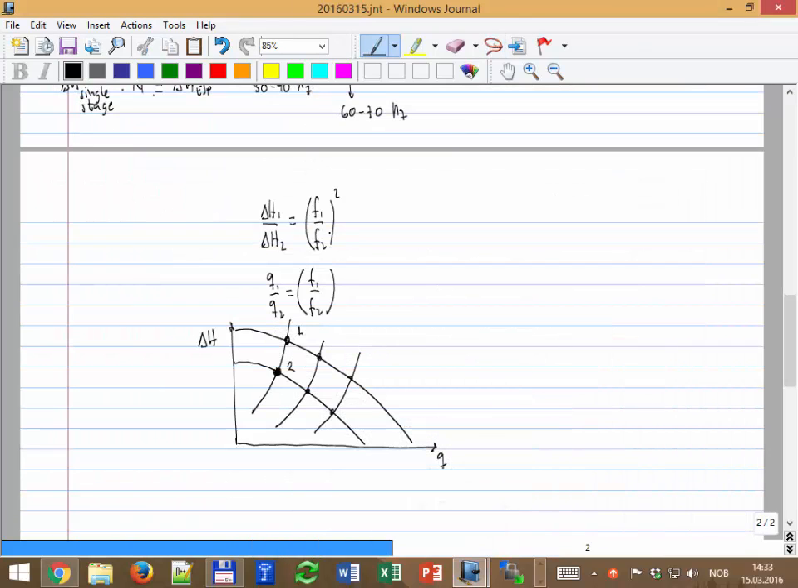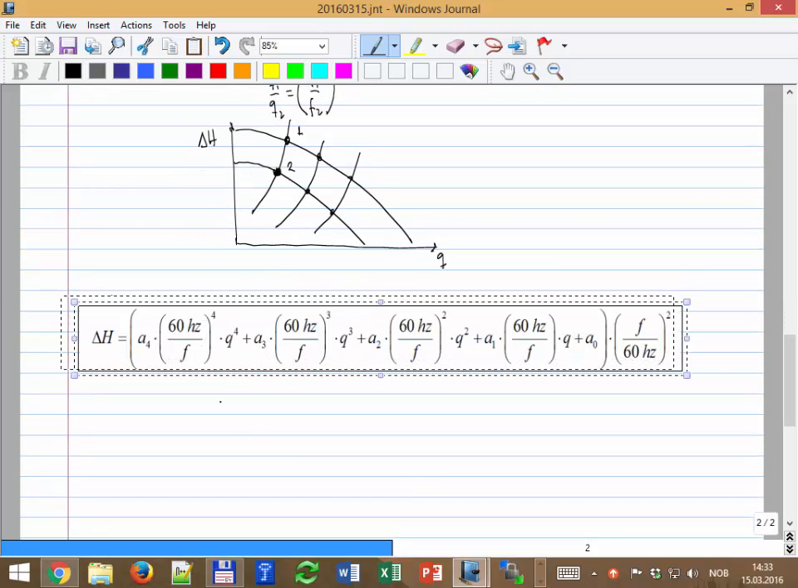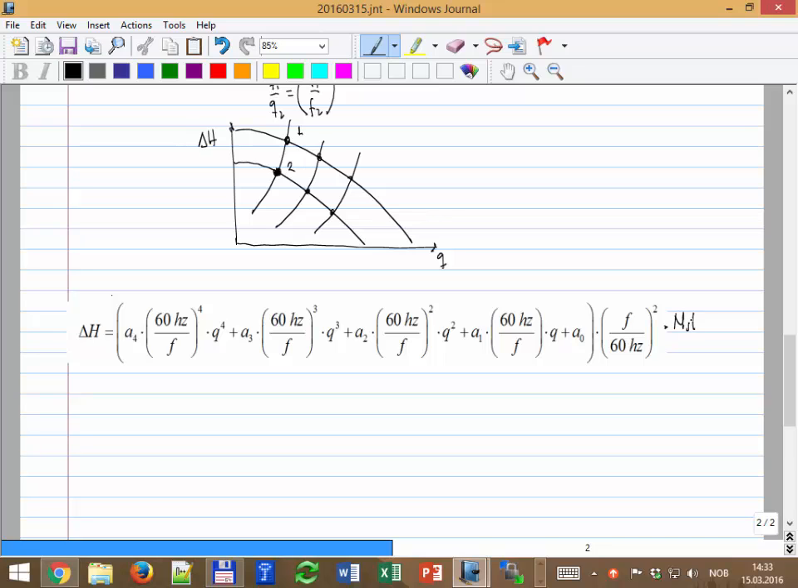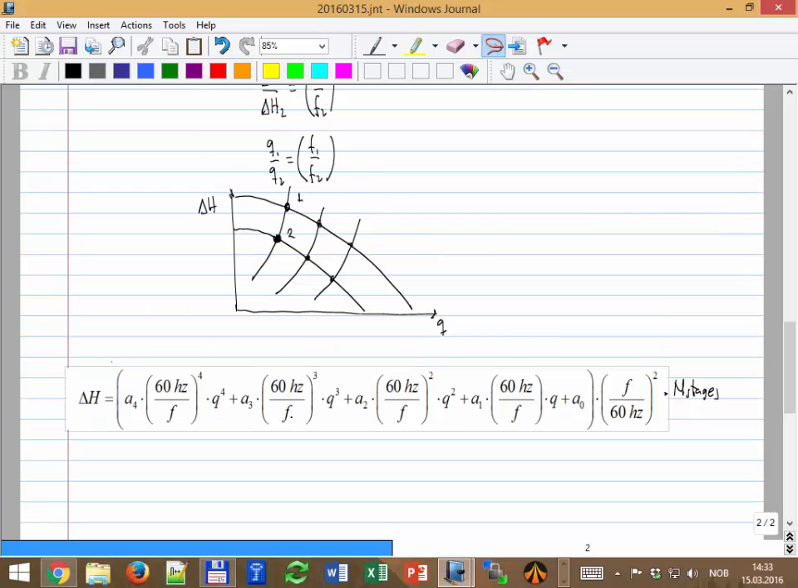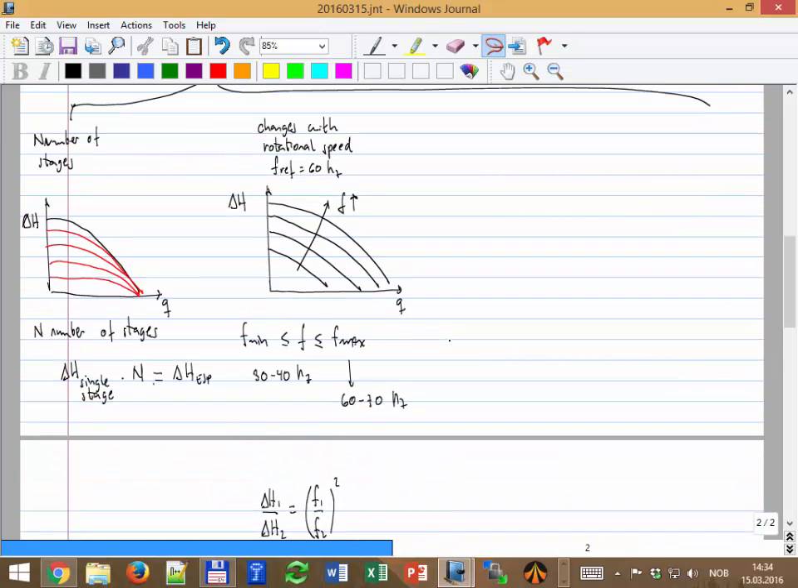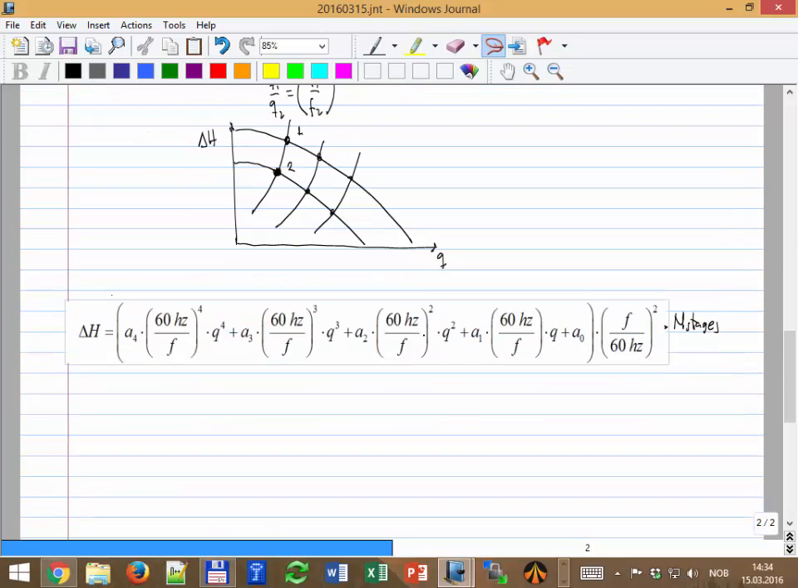If we put those two things in our equation, in our polynomial that we had from before, and this is the number of stages, okay? You see here we are scaling the head with the frequency. In this case I'm using the reference frequency of 60 hertz, or it could also be 50, depending on where you are. You have all the coefficients that you calculated for 60, and then you're scaling the rate. Because the rate is to the power of 4 or to the power of 3, when you put that scaling of the rate, the ratio between the frequencies is going to have the same exponent. Okay.